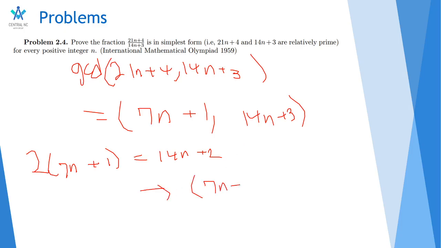So 7n plus 1, 1. Well, we have a 1 here. That means our greatest common divisor must be 1. And thus, the fraction is in simplest form. It is irreducible. And so we are done with this.